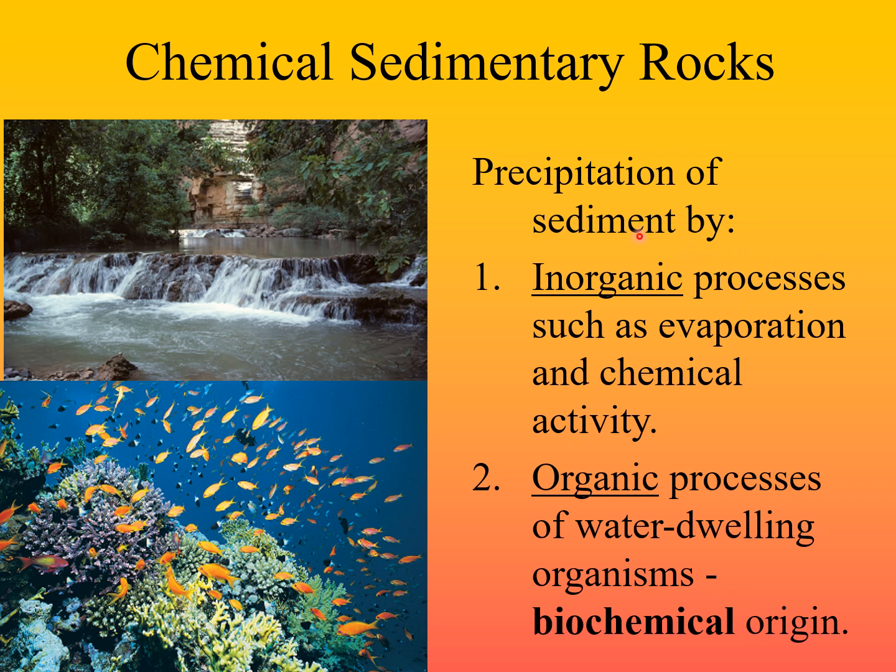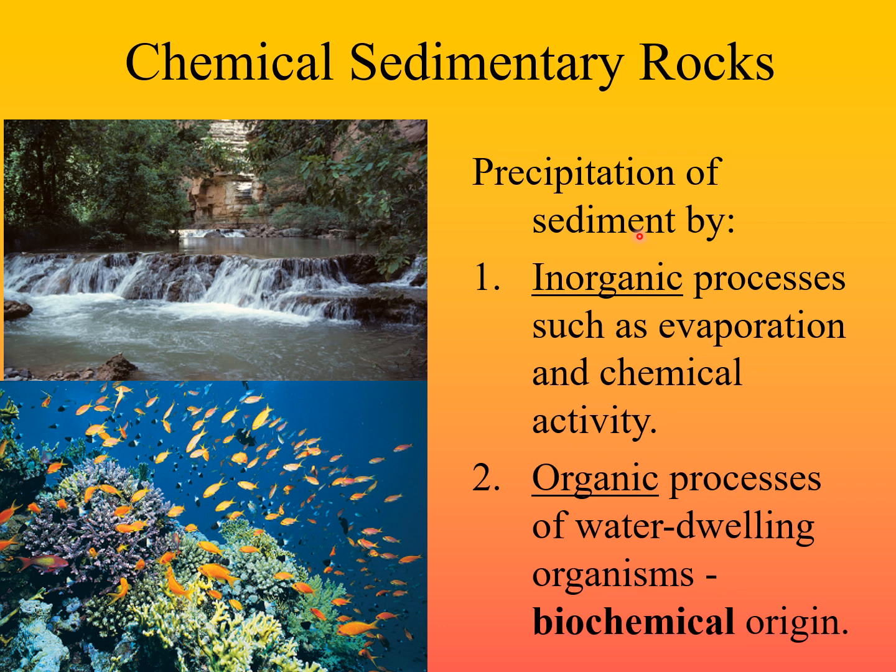So we have precipitation by two different things here. We have inorganic processes, and that's the evaporation and different geochemical activity, like I talked about before. And that's just available amounts of those ions in solution as they solidify out. That will give you different types of chemical sedimentary rocks and different grain sizes of chemical sedimentary rocks.